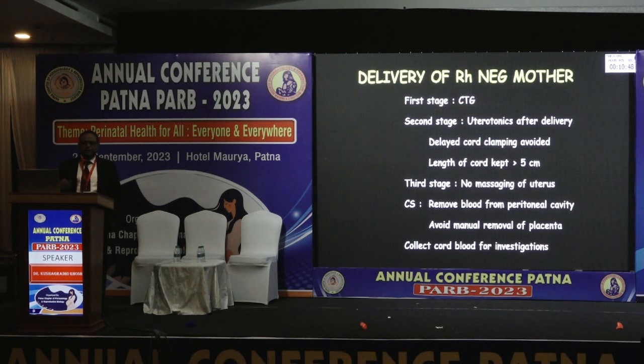So the amount of anti-D which we give may not be sufficient to provide complete immunoprophylaxis. That's why we also avoid manual removal of the placenta. We have a habit that after cesarean section, we quickly remove the placenta by hand, and that is something which needs to be avoided, especially in the case of an Rh negative mother. And we have to collect cord blood for certain investigations.